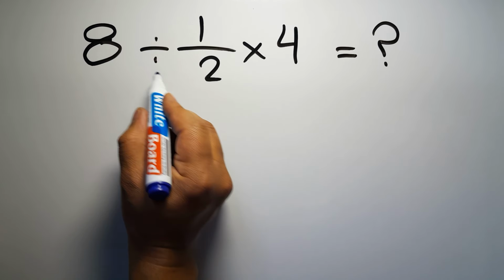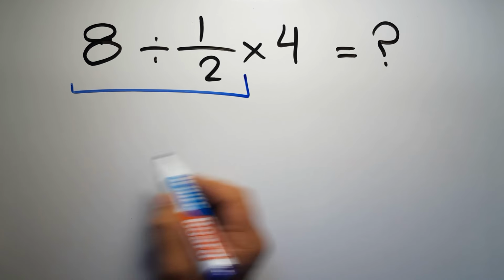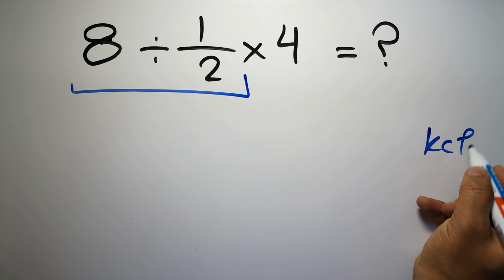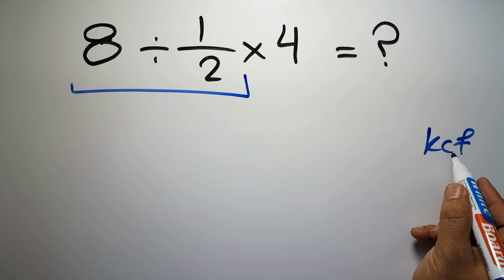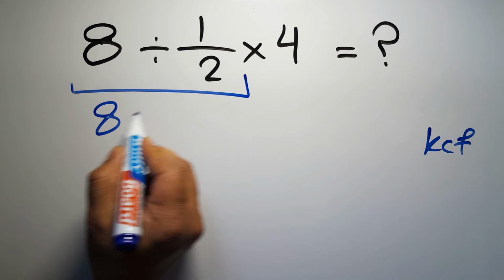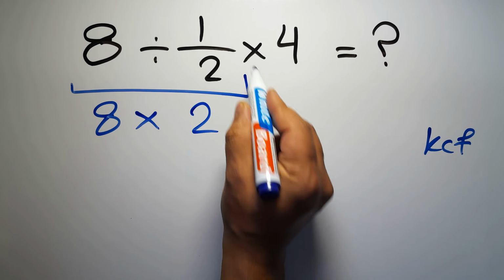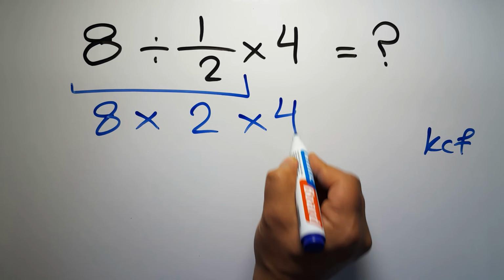So first we have to do this division. 8 divided by 1 over 2. According to the KCF rule, K stands for keep, C stands for change, and F stands for flip. We can write keep the first fraction, change division to multiplication, and flip the second fraction. And here we have times 4.